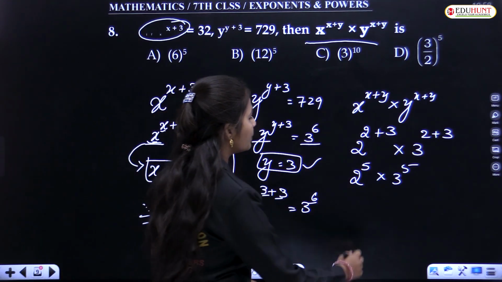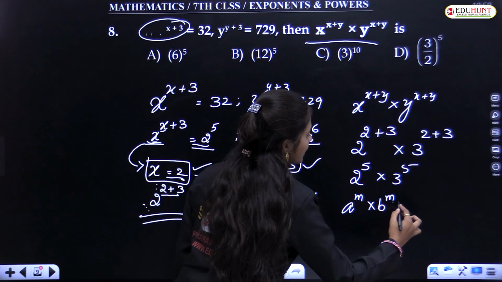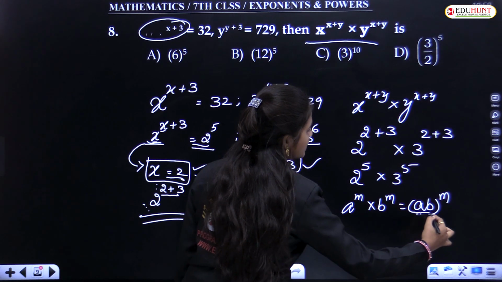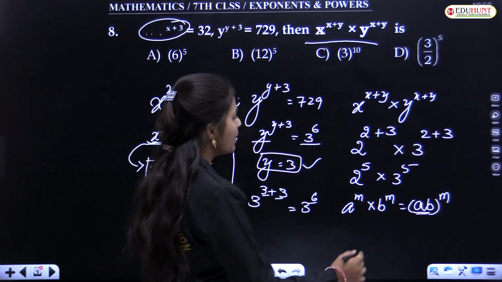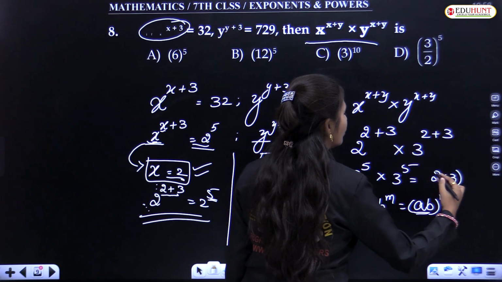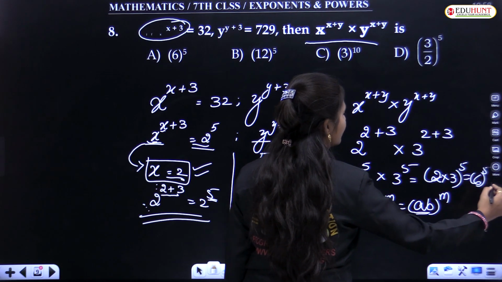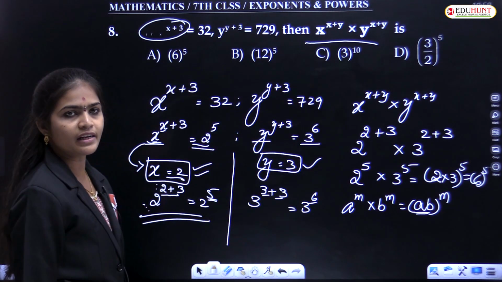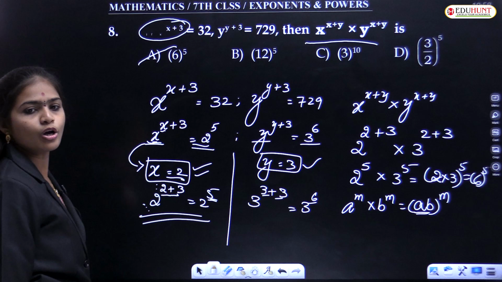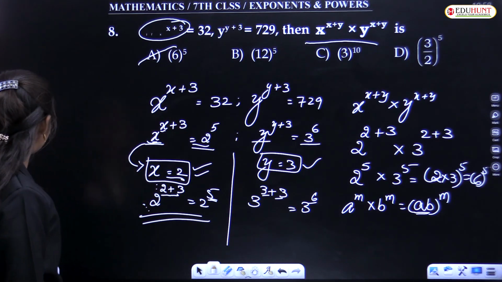Here directly we can apply one of the laws of exponents, that is a power m into b power m is equals to ab whole power m. So ab means a into b only, no? So by applying that, this one becomes 2 into 3 whole power 5. So 2 3s are 6, whole power 5. So what is the value here? That is 6 power 5. So which option is correct? Yes, option A is correct here. Okay, so let us see the next one.